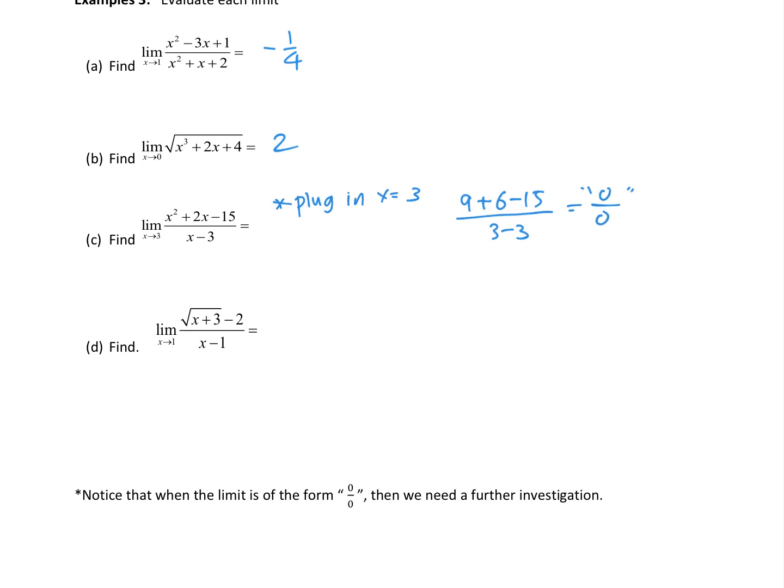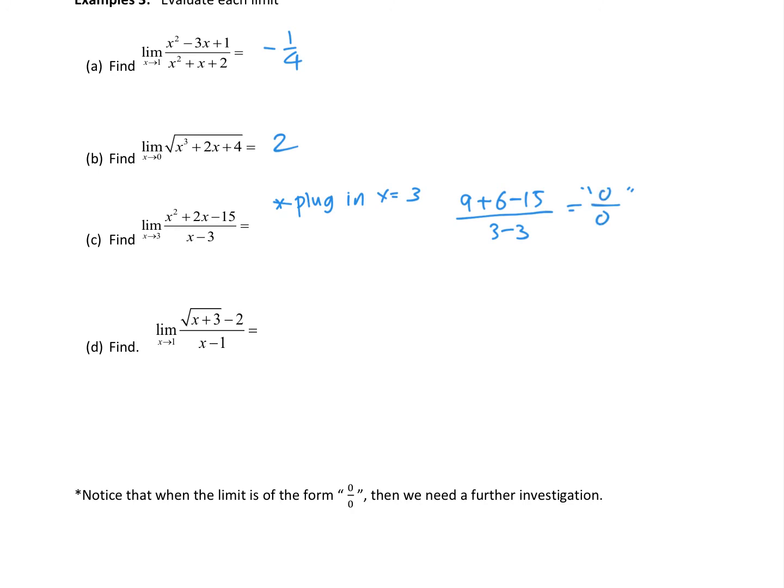Okay, this is a case where I have 0 over 0. And we're going to see this kind of case again in the future. This is an interesting case. I know in a fraction, if I have something over 0, it's infinity or negative infinity. And I know in a fraction, if you have 0 over anything, that's 0 as an answer. So this is an interesting case where you have 0 over 0.